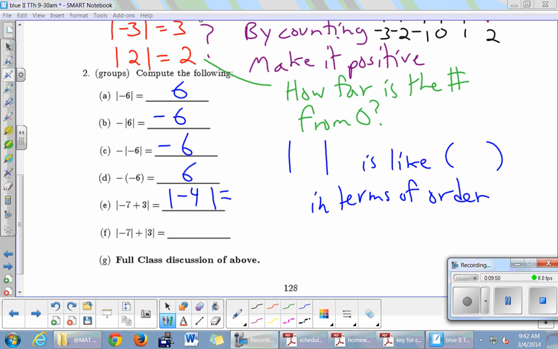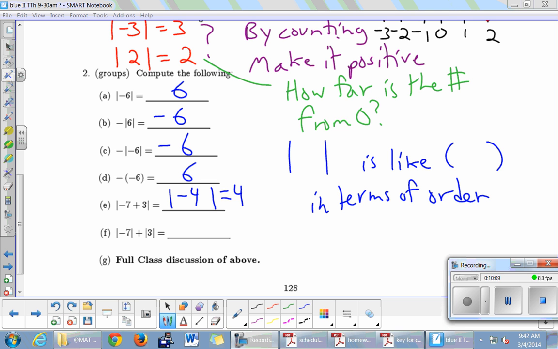And then the final answer is +4. But the answer to this one is definitely not 10. No matter how tempting it is to say, oh, I just have to take positive 7 and positive 3. That's not how absolute value works. I find the number inside first.